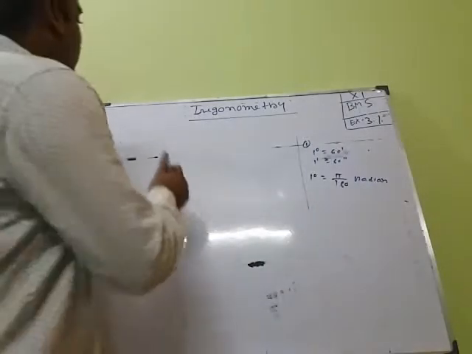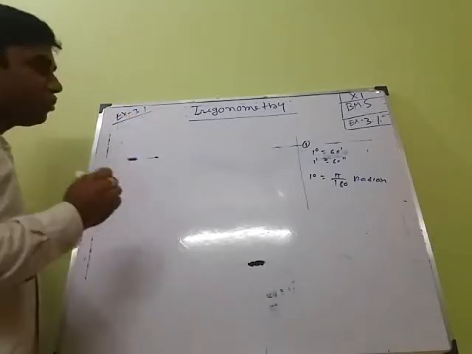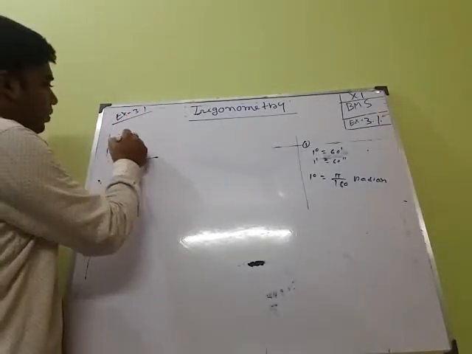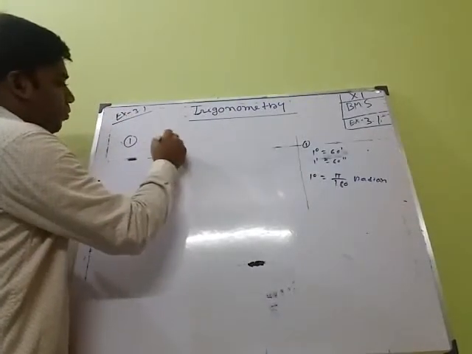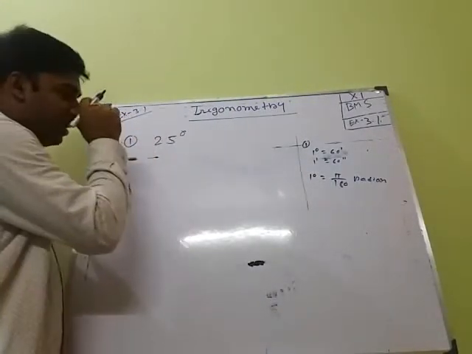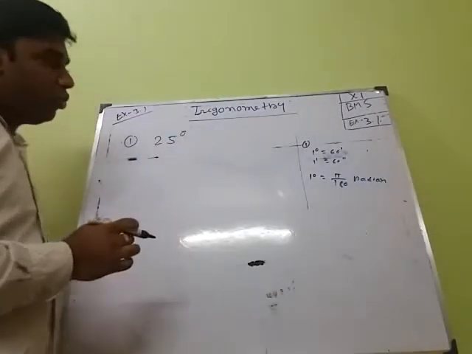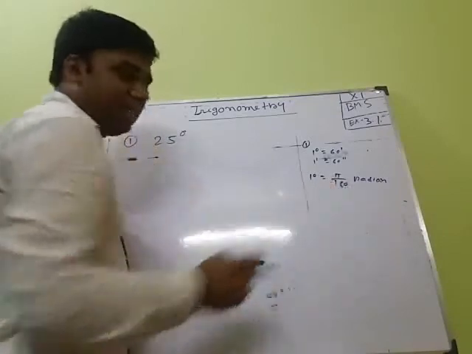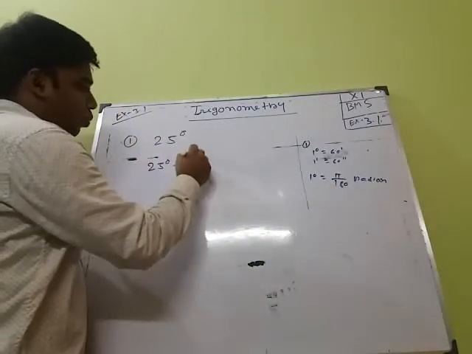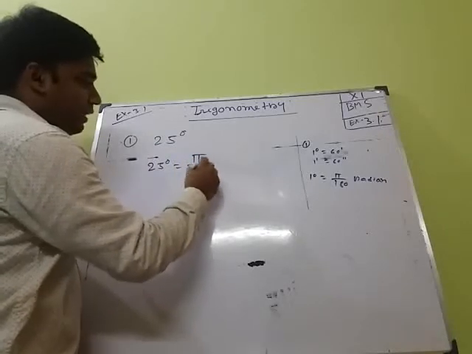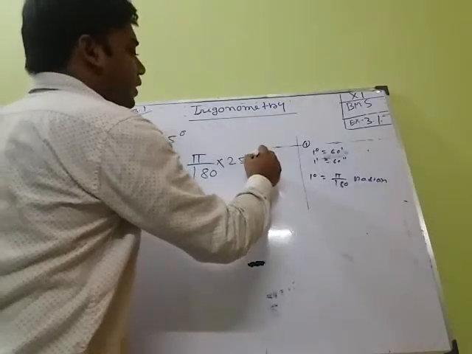Now coming to exercise number 3.1. The first sum is 25 degree. We have to convert it into radian. So if 1 degree equals pi by 180 radian, then 25 degree equals pi by 180 into 25, the degree is removed, and it is radian.